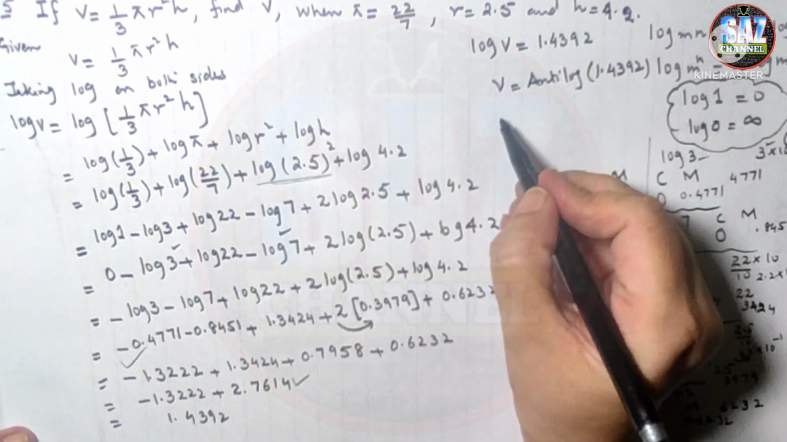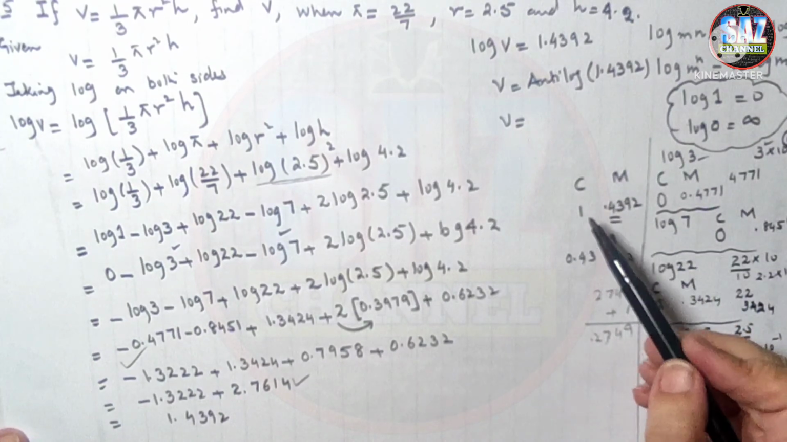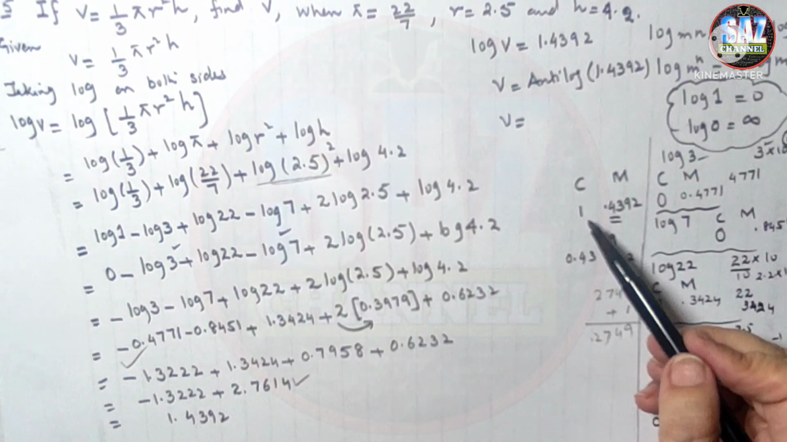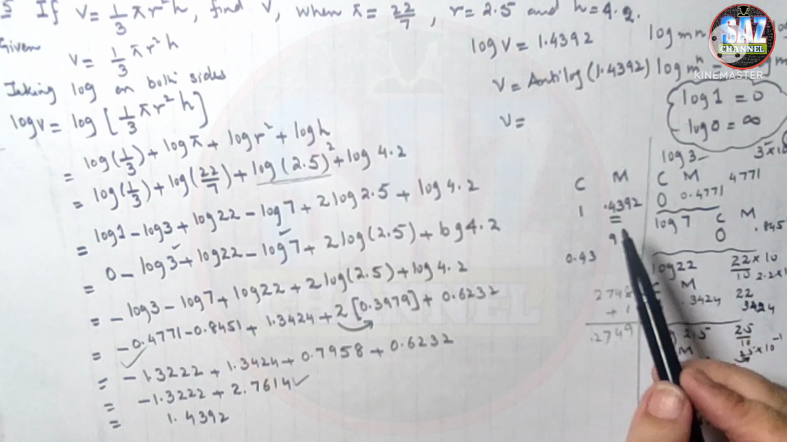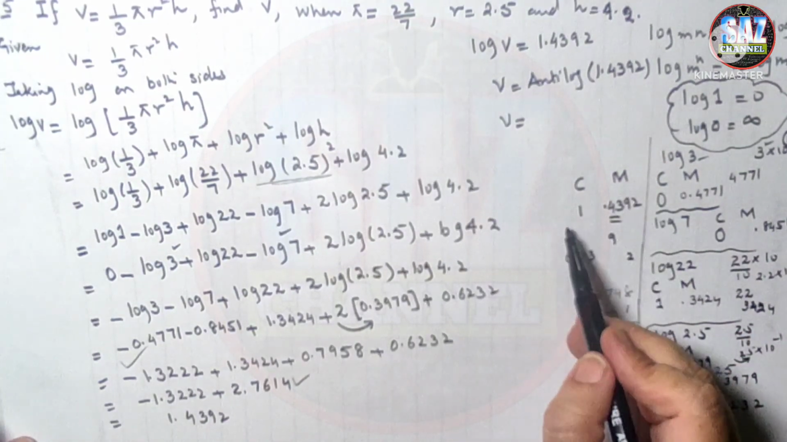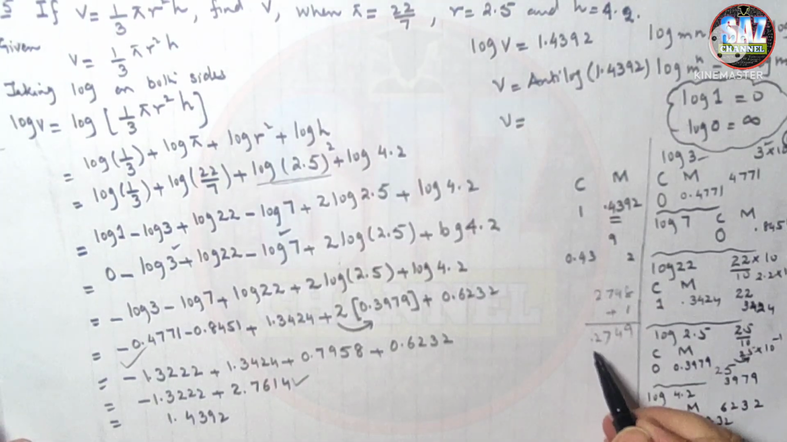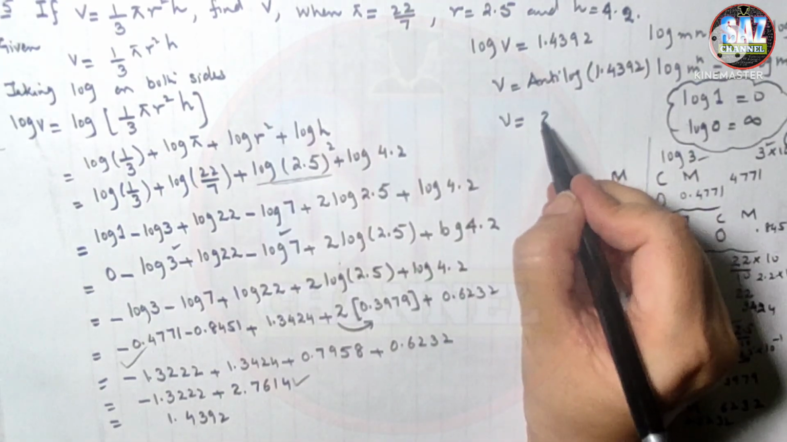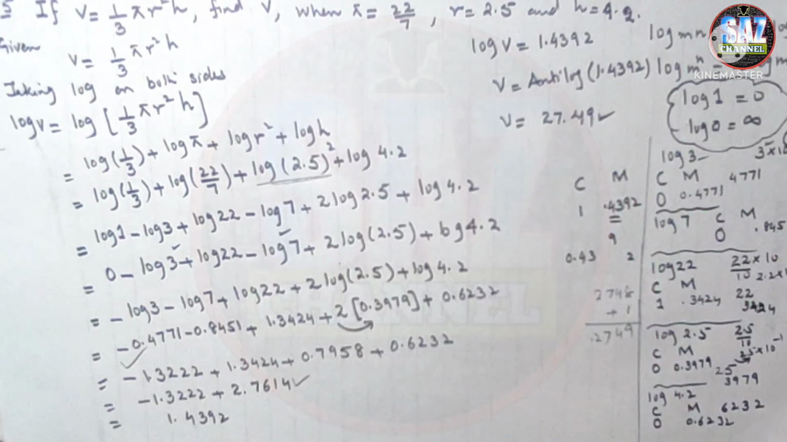And now what is the role of the characteristic? The characteristic is positive and 1. The characteristic tells us after leaving how many digits from the left side we have to place the decimal. So first we have to add 1 to this, which will become 2. It means that from the left-hand side we have to leave 2 digits, and it will become 27.49, which is the value of V.